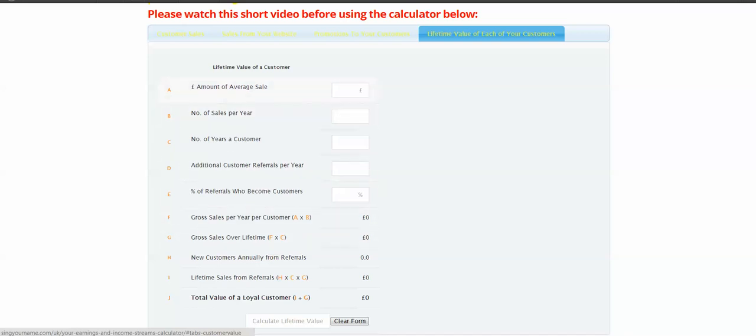In the top box here, it says amount of average sale, and let's once again put a CD in at £15. And let's just say that customer comes back to you just twice a year. So you make 2 sales per year from that customer. And let's say that customer is only a customer for 5 years.